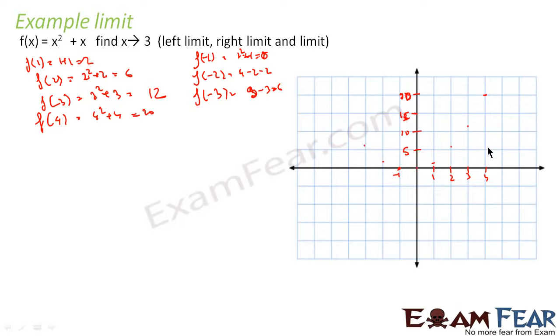So we have a graph something like this. I'll draw the graph. The graph will be something like this. Something like this. This is the graph we get. Correct? Now we have to find the limit at x is equal to 3. So x is equal to 3 is this point, that is nothing but 12. So this is our point now.